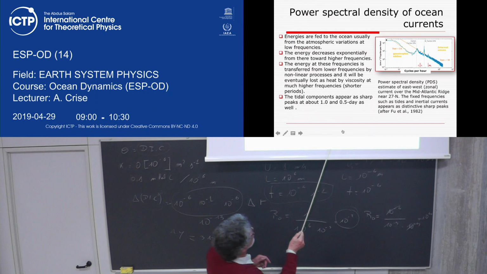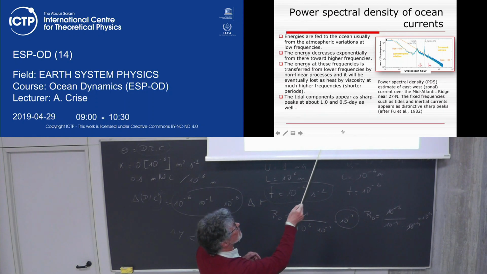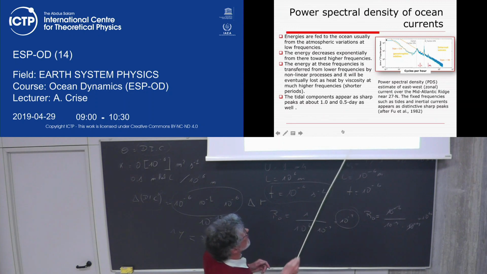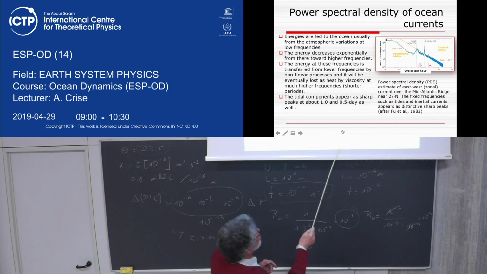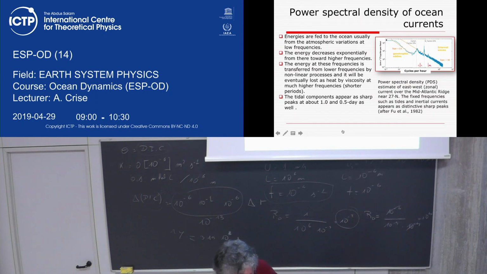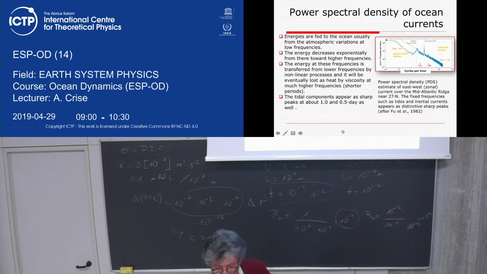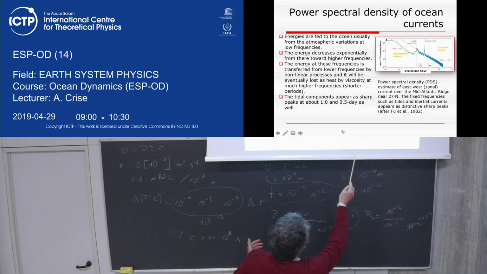And here you go from 10 to the minus 2 to 10 to the minus 4. And the lower the frequency, the higher the energy. So it's true that when you look at the general circulation, you have slow variation, large-scale patterns. They are by far the most energetic. And this is clear here, you see.